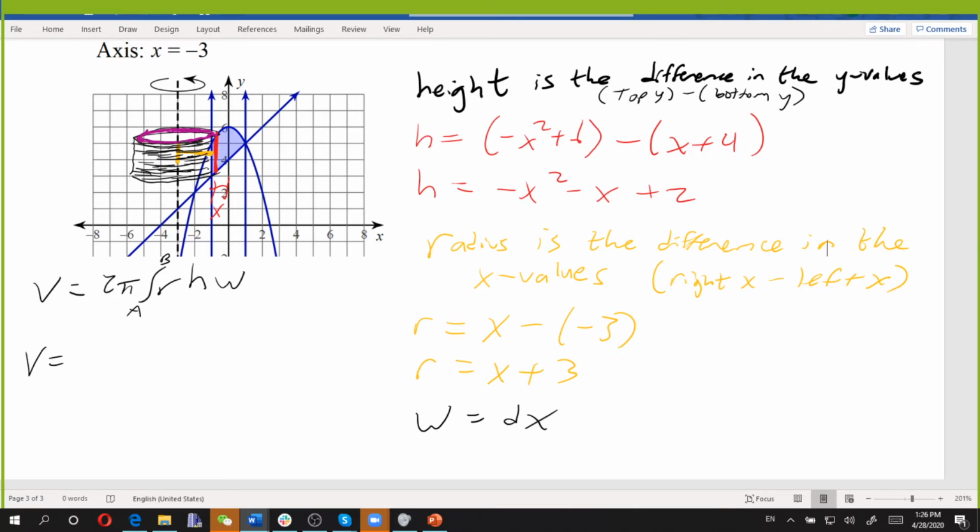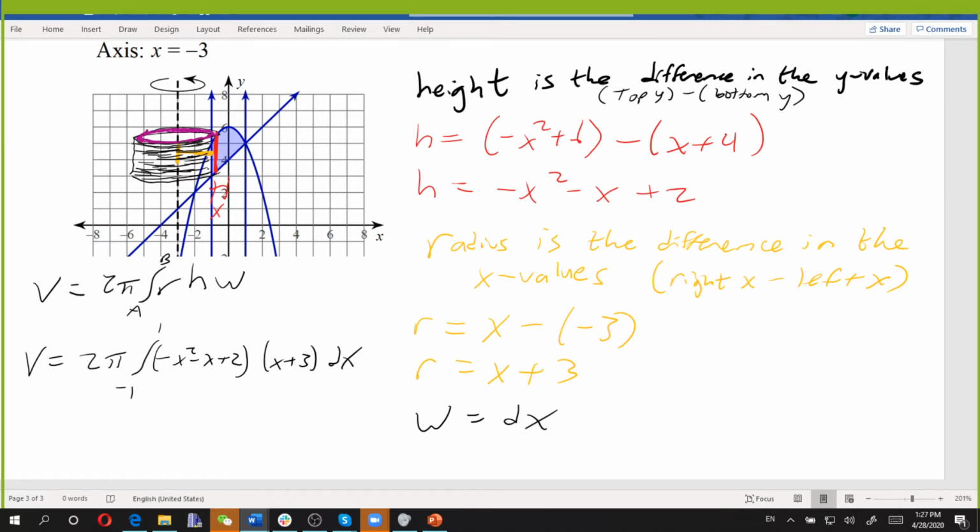Next in the order is Kelly. Kelly, what's my A and what's my B? Okay, and I'm going to copy over our radius, height, and width. So this is negative x squared minus x plus 2 times x plus 3 times dx.